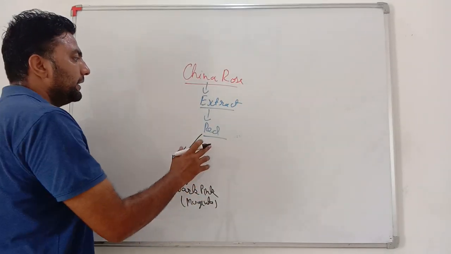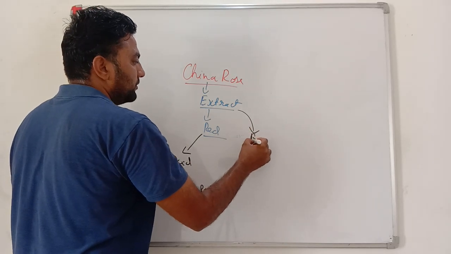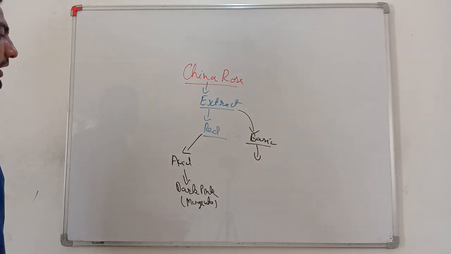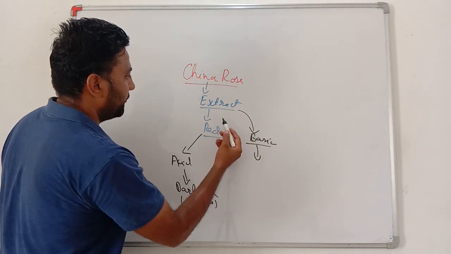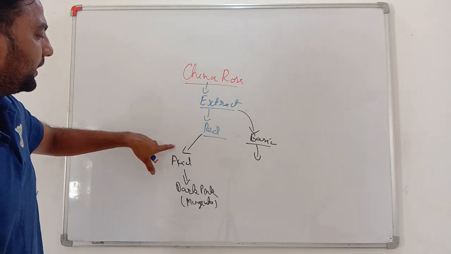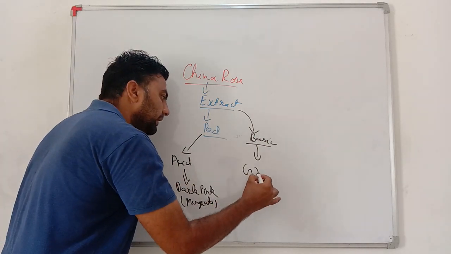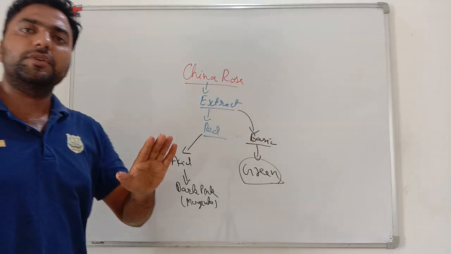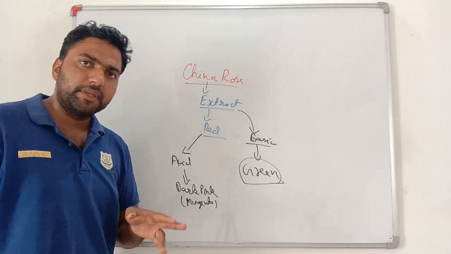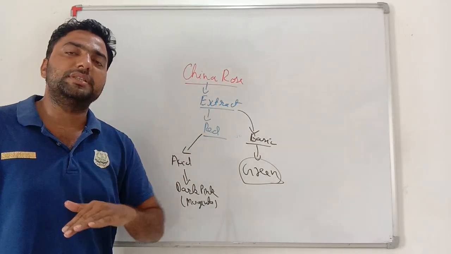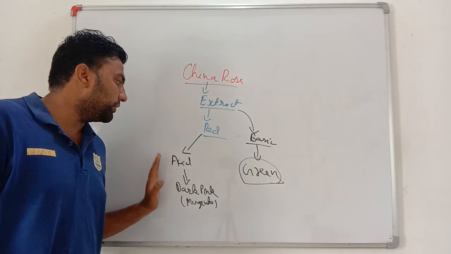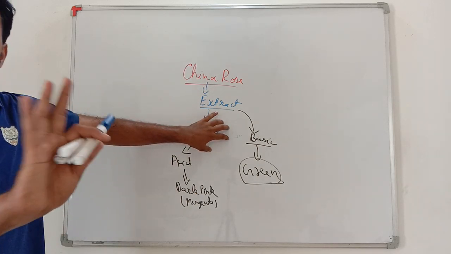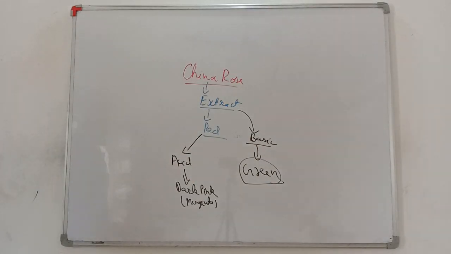And if this extract is put into basic solution, you will get green color. So very important students, turmeric was giving a hint only for basic nature, litmus gives us a hint for both acidic and basic nature, china rose also gives a hint for both acidic and basic nature. Very important, any change in neutral, no change in neutral, you must keep these things in mind.